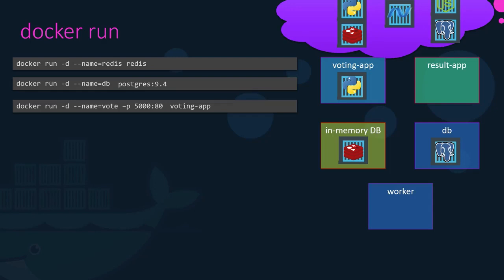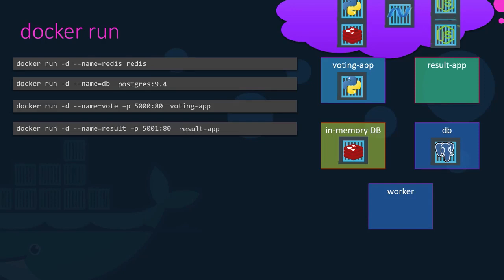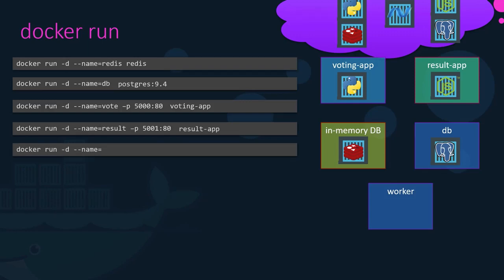Next, we will deploy the result web application that shows the results to the user. For this, we deploy a container using the result-app image and publish port 80 to port 5001 on the host. This way, we can access the web UI of the resulting app on a browser. Finally, we deploy the worker by running an instance of the worker image.